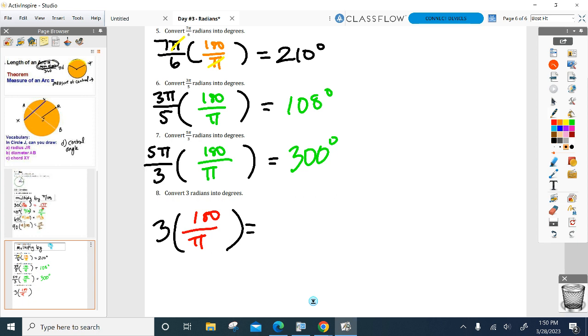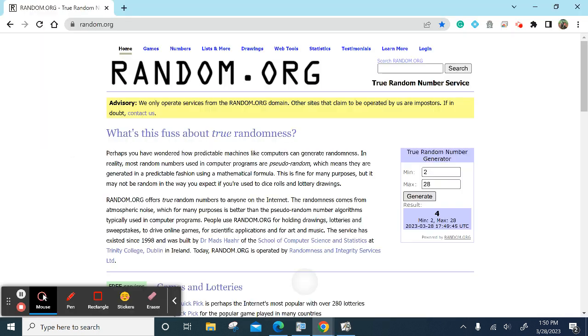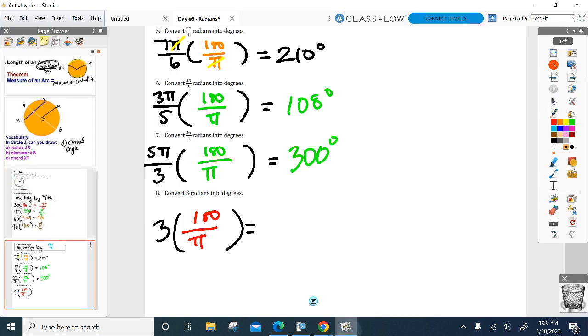So I just go to my calculator. 3 times 180 over pi. And you know what? Let's round this to the nearest tenth. So yes, a radian doesn't have to have a pi with it. The only reason it's there is so we don't have to write that long decimal. Nearest tenth. When you're ready, 171.9.